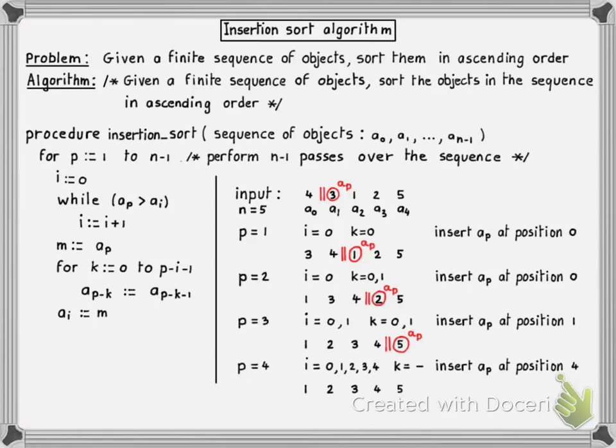So to summarize this algorithm, for every pass p, this loop is in charge of finding the insertion point for the next element in the sequence, and this loop is in charge of performing the insertion of that element into the correct position within the already sorted sequence.